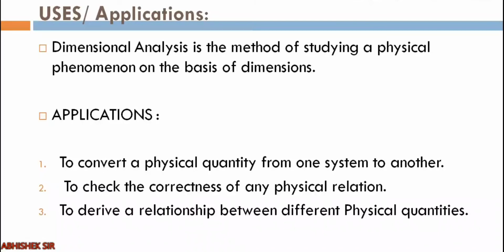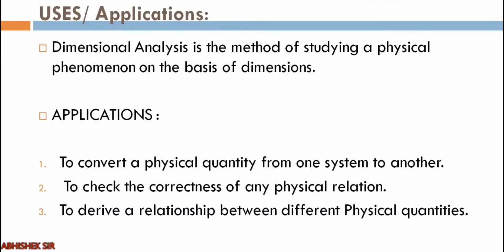The second application is to check the correctness of any physical relation. Physical relation here means physical quantities which are connected with a formula, like F equals ma, force equals mass into acceleration. Force, mass and acceleration are related with this formula. That is the meaning of physical relation. So if both sides are the same in dimension and dimensional formula, then only the physical relation, the formula, the equation will be correct.